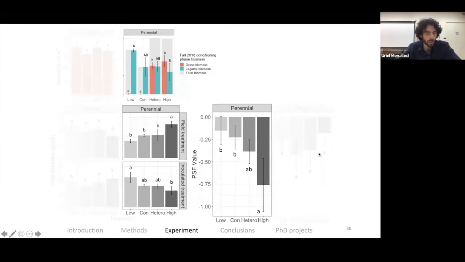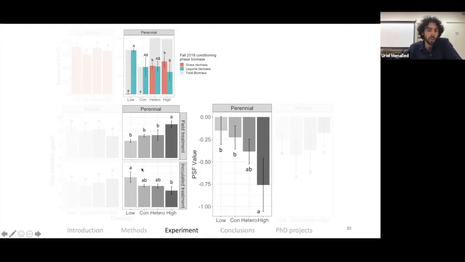But if we focus on the perennial system, here the story gets really interesting. So let's explain what was going on in the conditioning phase. Remember how I told you that the perennials were based in alfalfa? So you can see that the low and conspecific treatments only have legume biomass. However, as the experimental design called for, there was an introduction of perennial grasses in the hetero and high specific treatments. And there's a significant decrease in legume biomass in the high diversity treatment compared to the low diversity treatment. And I think that these differences in the crops that were growing during the conditioning phase could very well explain the results of crop yield potential in the greenhouse experiment.